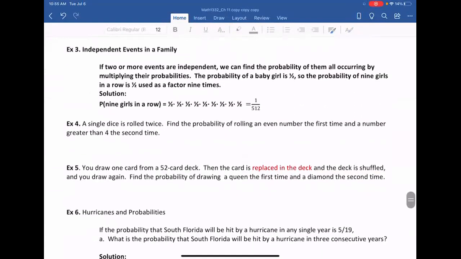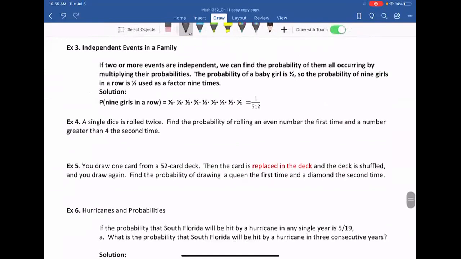Okay, example 3, independent events in a family. If 2 or more events are independent, we can find the probability of them all occurring by multiplying their probabilities. The probability of a baby girl is 1/2. So what is the probability of 9 girls in a row?